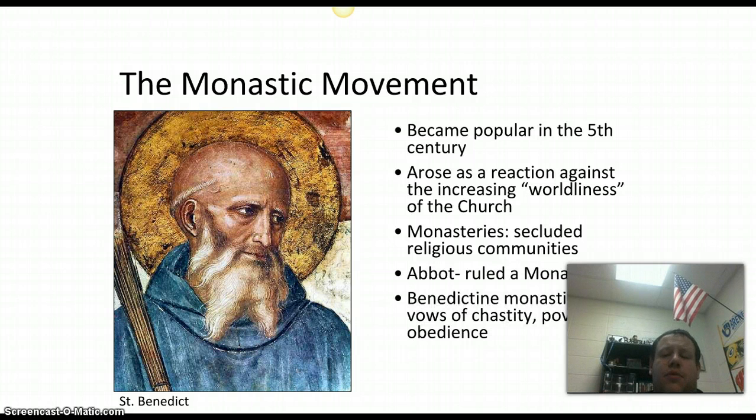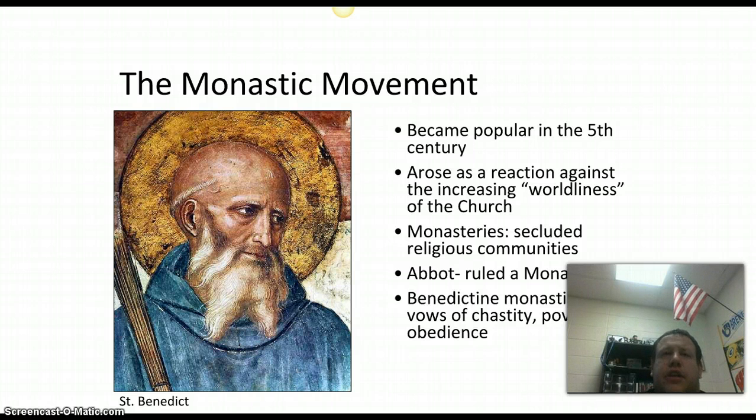A lot of times, an abbot would rule the monastery where monks would be. And for a Benedictine monk, you took vows. Basically, you said you would live a certain way the rest of your life. The vow was of chastity, which means you would not marry or have any kind of relations with the opposite gender.